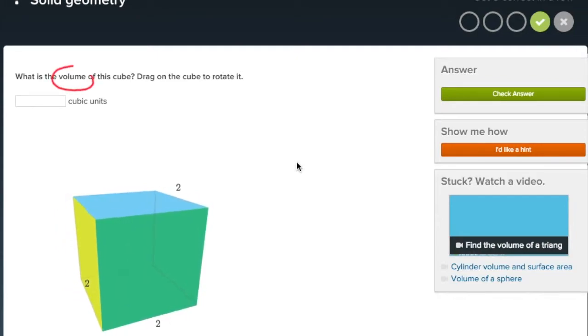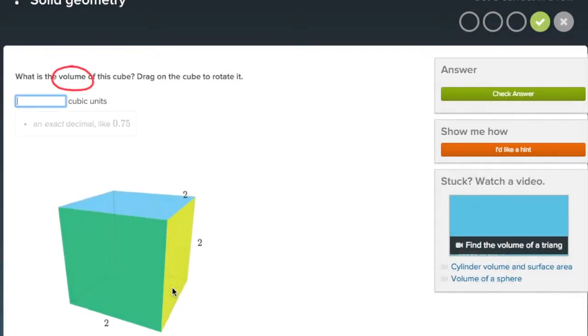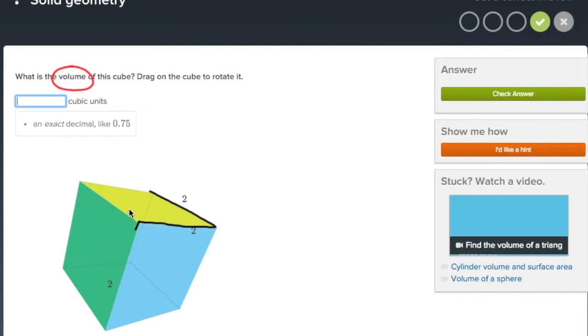This first problem here is looking for the volume of the cube. You can drag this cube around to take a close look at it and see what's going on. As you can see here, we have squares all around, but it looks like we have a base of 2, a height of 2, and a depth of 2. Okay, so 3 different dimensions. With the volume of anything, you're multiplying 3 numbers. You definitely need to multiply 3 numbers because you're looking for a volume, something that is in 3 dimensions.